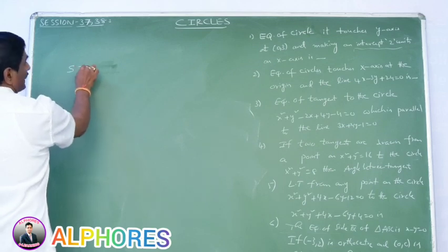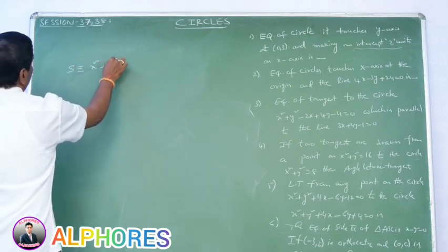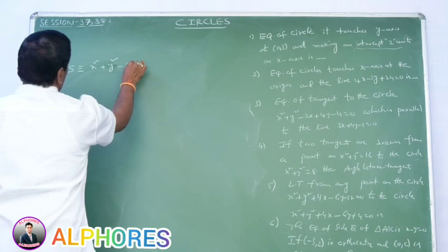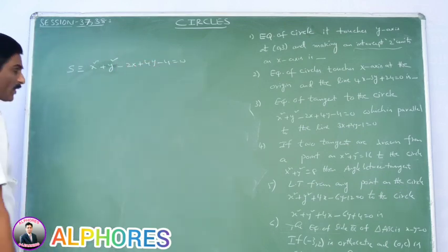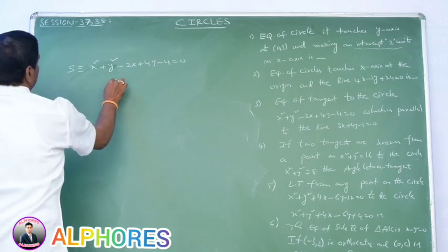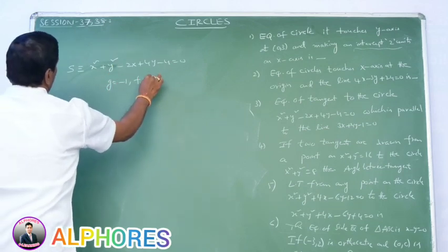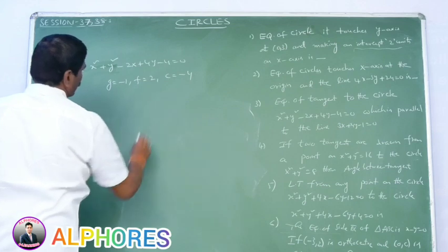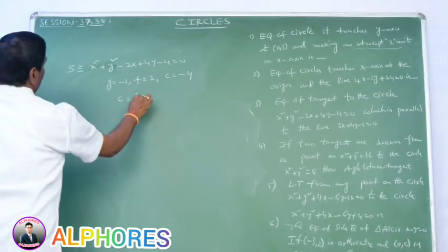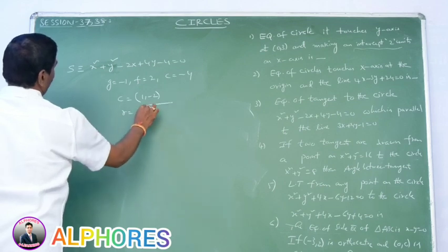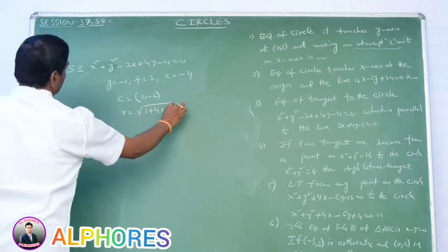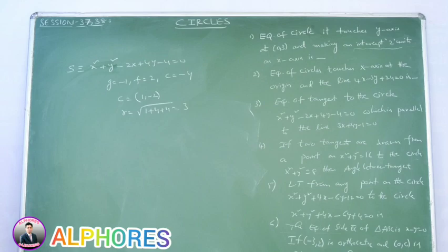First, what is the equation of the circle? Equation of the circle S is x square plus y square minus 2x plus 4y minus 4 is equal to 0. By comparing with the standard form, we get 2g is equal to minus 2, that means g is equal to minus 1, f is equal to 2, c is equal to minus 4. Center of the circle is minus g comma minus f, which means 1 comma minus 2. Radius of the circle is root over g square plus f square minus c, which is root 9, that means 3.